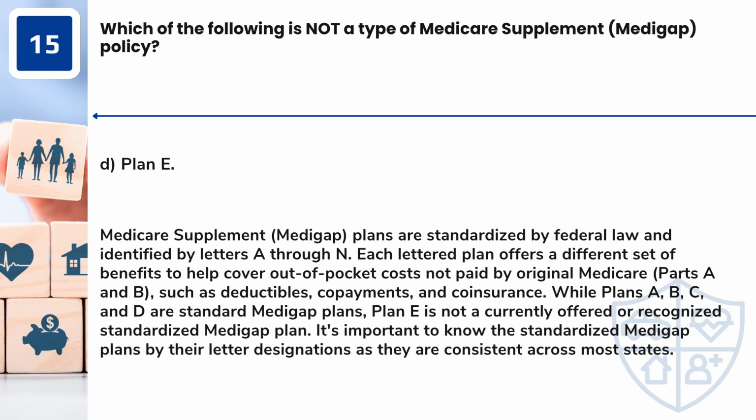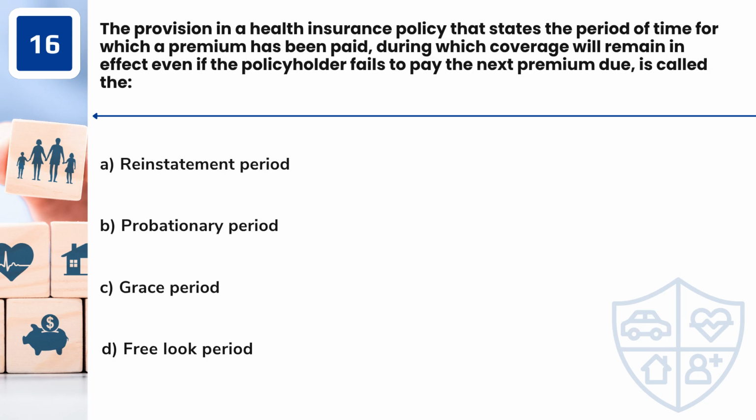Question 16. The provision in a health insurance policy that states the period of time for which a premium has been paid, during which coverage will remain in effect even if the policyholder fails to pay the next premium due, is called the: A. Reinstatement period. B. Probationary period. C. Grace period. D. Free look period.